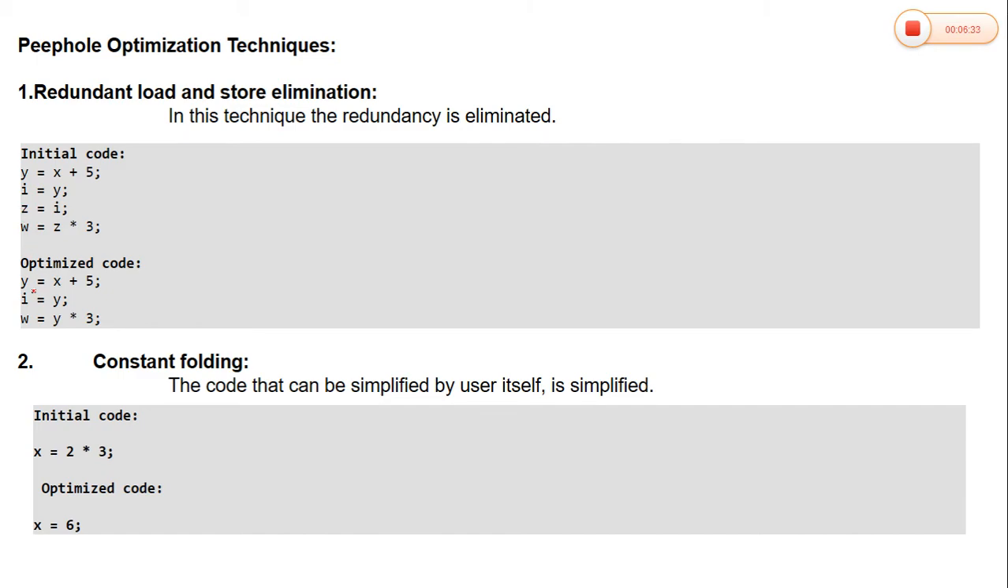Code will become y equals x plus 5 as the first instruction. Second instruction is i equals y, no change. But the third instruction gets removed. And instead of z, what the compiler will use later on is i. So the last instruction will be w equals y asterisk 3. So instead of z, the optimizer replaces it by the value y.